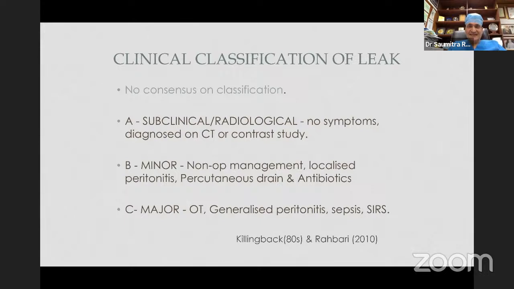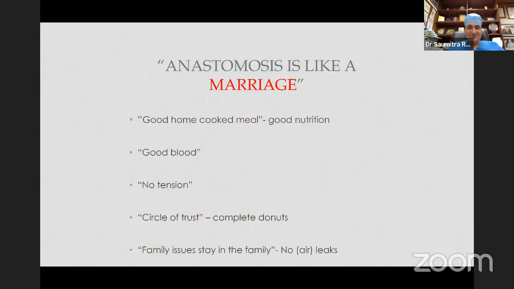So this is again classification A, B, C. A is subclinical, B is minor, and C is a major leak where the patient has peritonitis, sepsis, and if you don't take care of it early, then multi-organ failure.